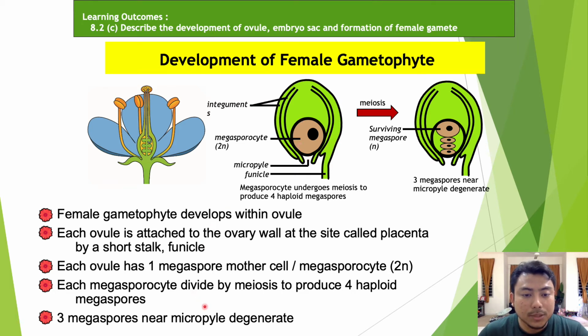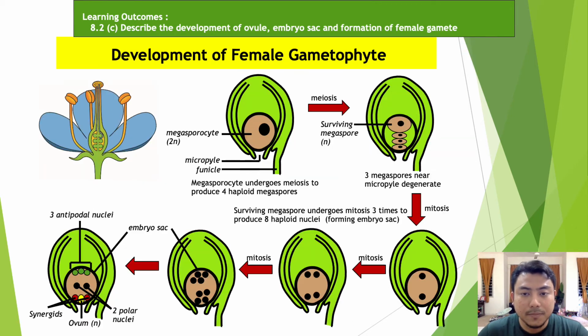Each megasporocyte will divide by meiosis to produce 4 haploid megaspores. So 1, 2, 3, 4. So there are 4 haploid megaspores. But then the 3 megaspores near the micropyle will degenerate. What is micropyle? It is this opening. Bukan dekat sini ni, dekat dalam ovule ni kita panggil sebagai micropyle. So out of all of these 4, only one will survive. The other 3 will degenerate, means akan self-destroy. Dia akan musnah dengan sendirinya.